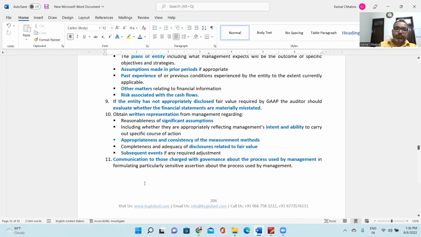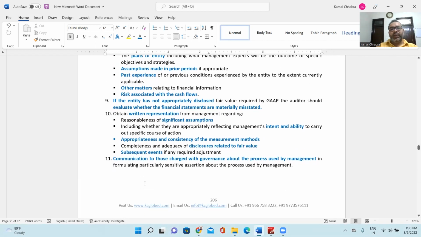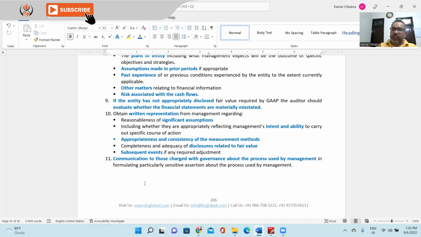Ninth point is, if the entity has not appropriately disclosed fair value as required by the GAAP, the auditor should evaluate whether the financial statements are materially misstated. If the financial statements are materially misstated, then it's on the auditor to modify, qualify, or give the adverse opinion.